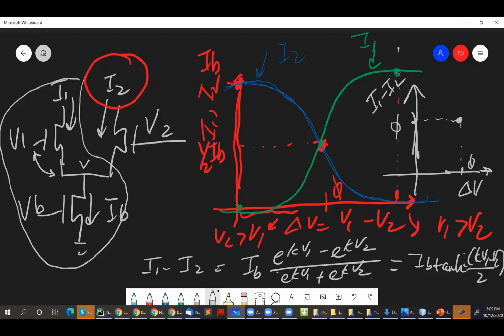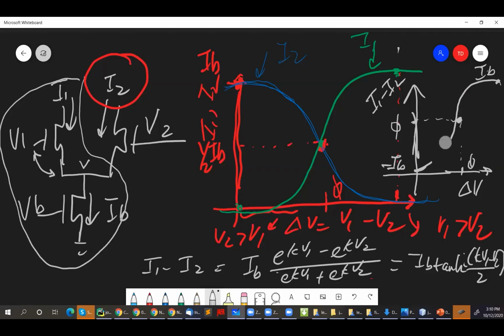Then if I go to these very positive delta V voltages, I can look at I1, it's IB, and if I look at I2, it's 0. So I know here it's IB. So I get another point over here. And then if I go to this side, now it's actually 0 for I1 and IB for I2. So it's 0 minus IB. So this is actually minus IB. Right, so now if I draw this picture, voila.